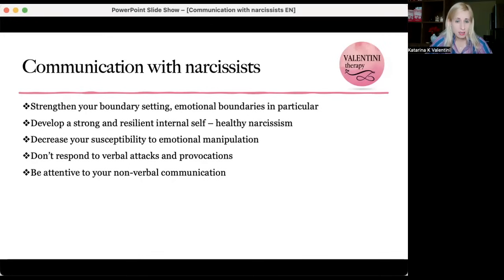And like I said, be attentive to your non-verbal communication. So hand gestures, head gestures, body language in general, your posture. Are you standing tall? Are you slouching? Be mindful of your vocal communication as well. If your voice is shaking or if you are expressing a demand in a very quiet, mousy way, they will not take you seriously.